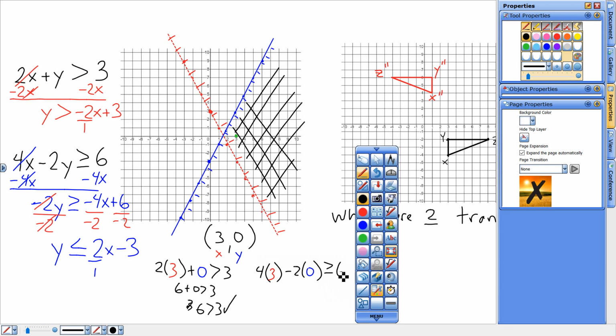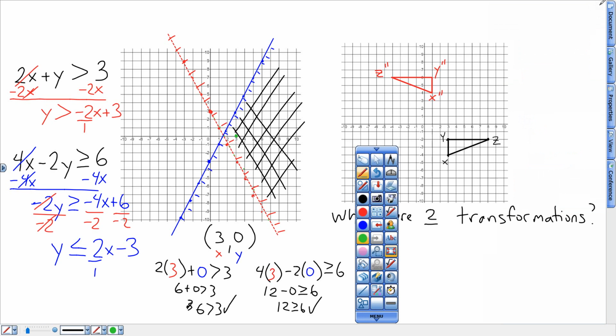Again, I'm using the original because sometimes the rearranged one is a little bit harder. So that gives me 12 is greater than or equal to 6. That is true. So again, be able to solve a system of inequalities by graphing it and be able to check a solution point. You cannot pick any points along this line. That's a no-go, no zone.